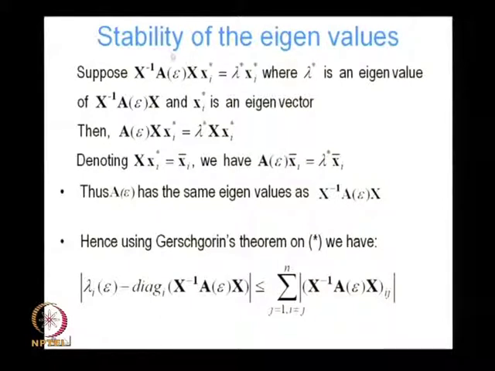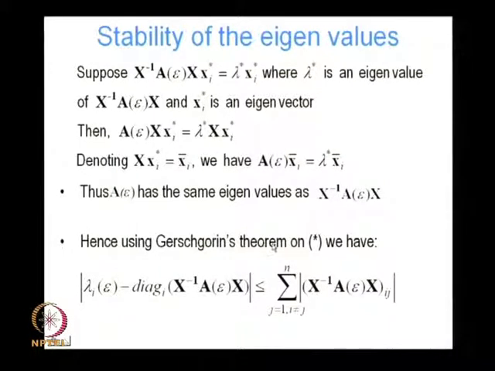The eigenvectors of A epsilon are related to the eigenvectors of x inverse A x by this operation, x xi star. So, if I have an eigenvector of x inverse A x and I operate on it with this matrix X, I am going to get an eigenvector of A epsilon.